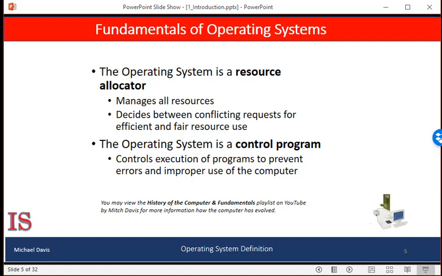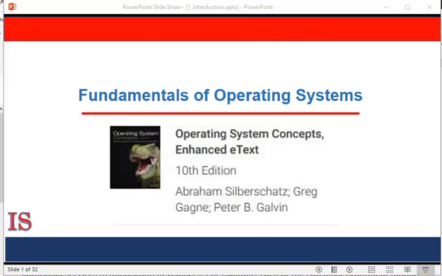You've probably covered the history of the computer in one of your introductory courses. If not, feel free to visit my History of the Computer and Fundamentals playlist on YouTube, because we won't be covering the topic in this series. Suffice it to say that computers gained in functionality and shrank in size over the years, leading to a vast number and variety of operating systems.